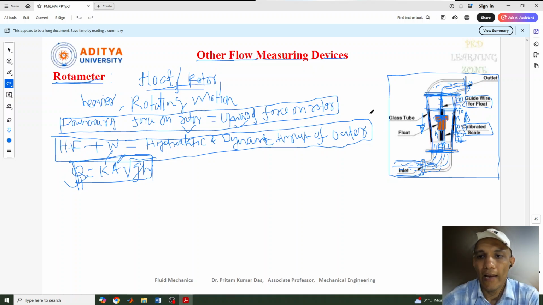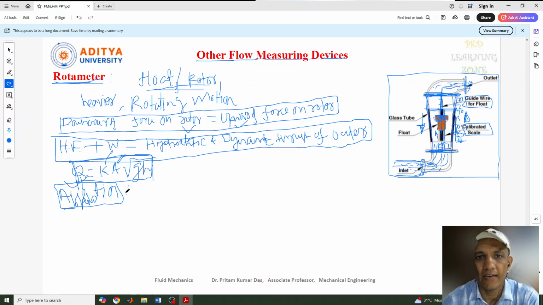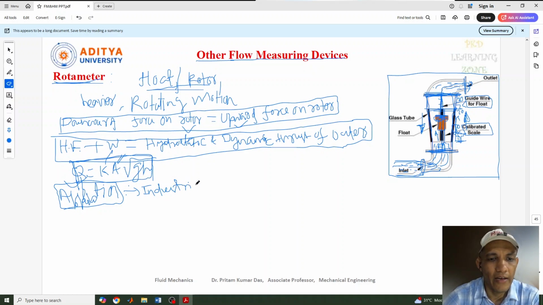As I told you, along with that we'll discuss some applications of this rotameter. Applications can be used in many cases. There is no single or one or two places; it has multiple applications. So first I'll tell you about industry. Any kind of industry it can be used, either mechanical or chemical or oil refineries. So, industrial application I can say.